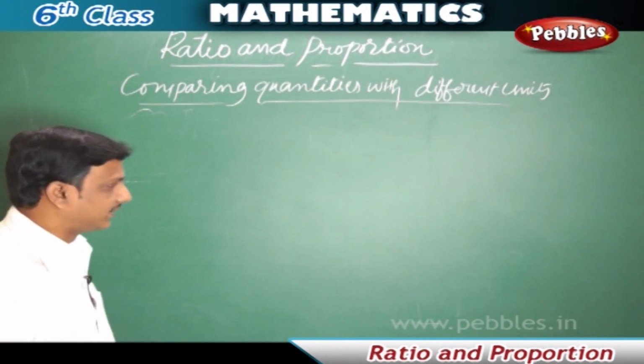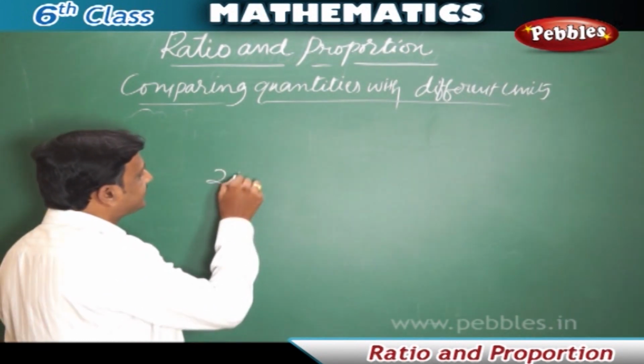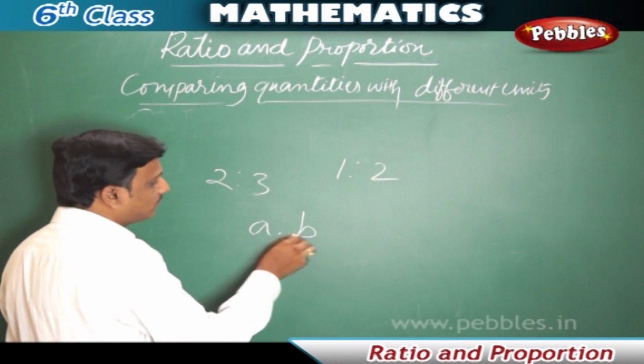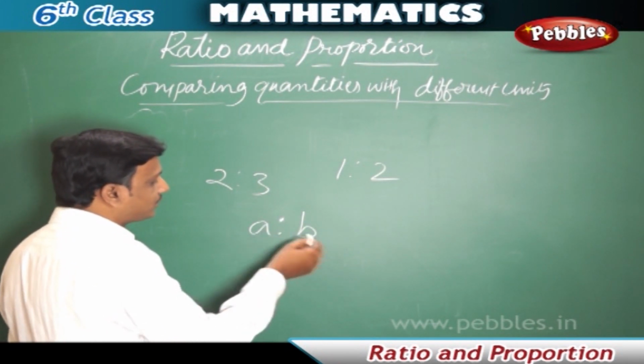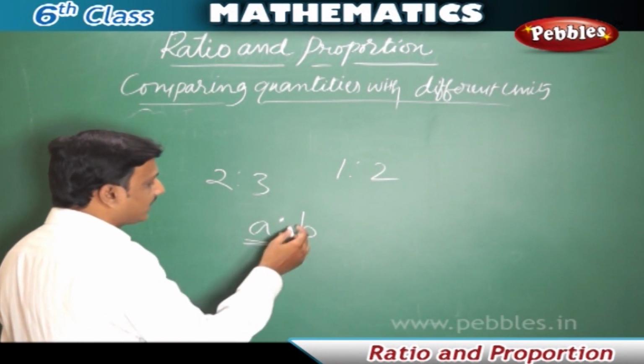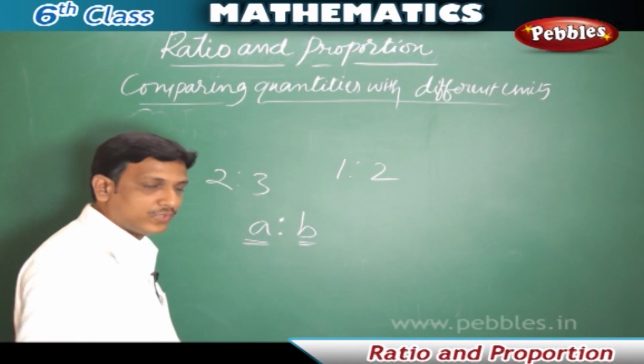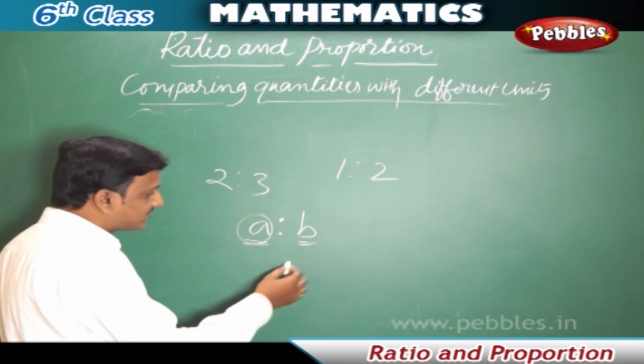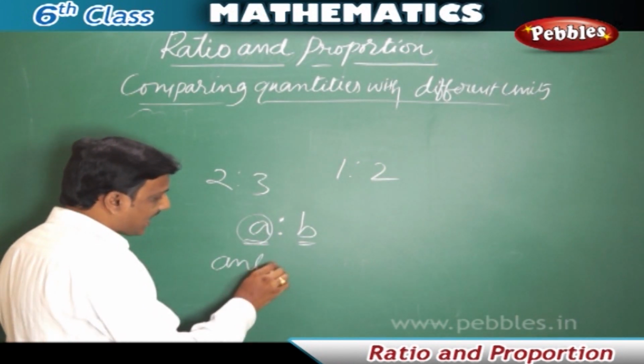While writing ratios, we use 2 is to 3, 1 is to 2, A is to B. Here, when we are comparing two different quantities, then we say A is to B. We use is to. And the first term of this ratio is called as antecedent.